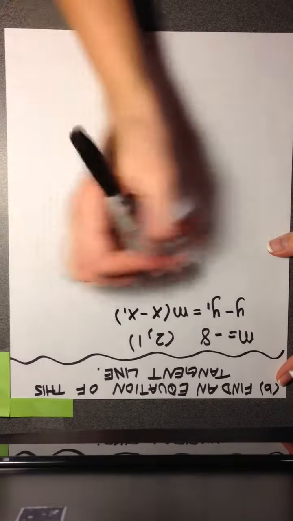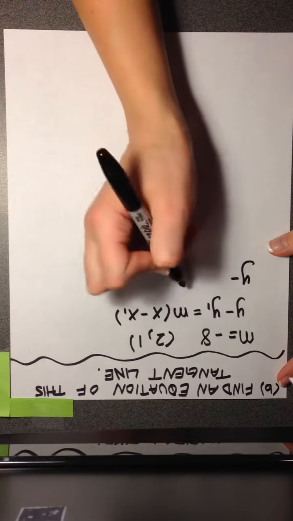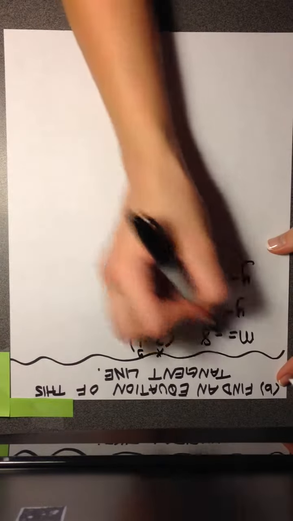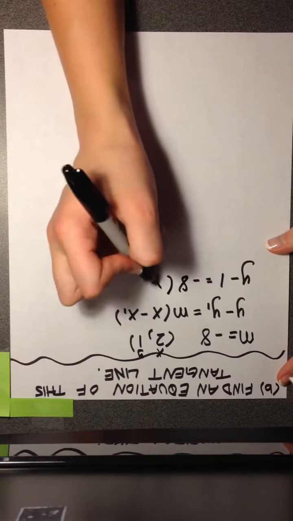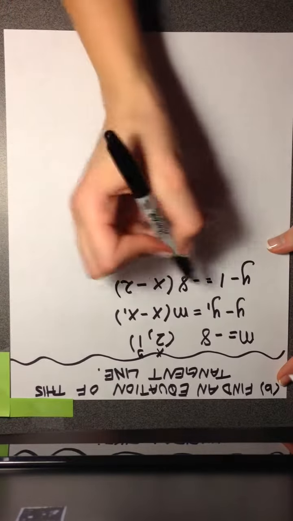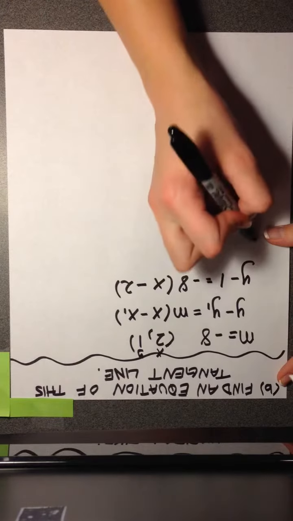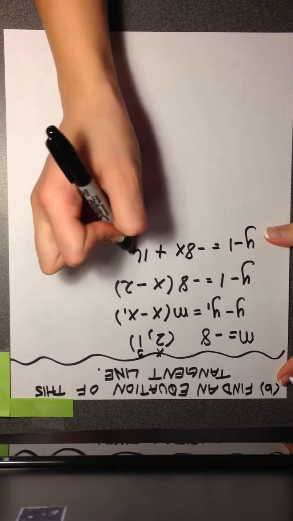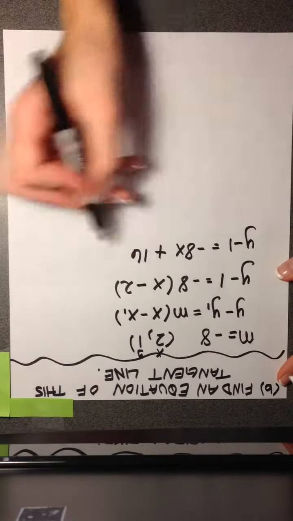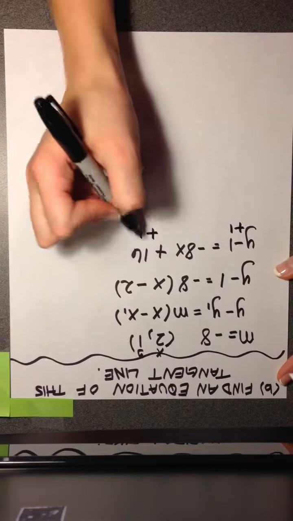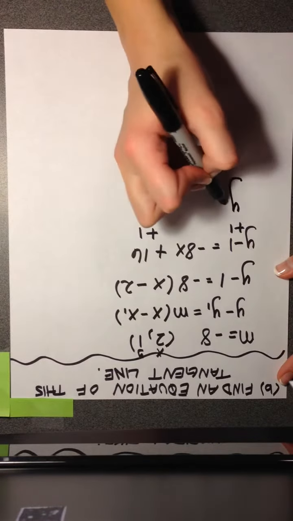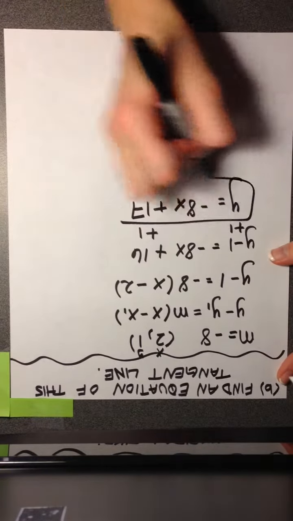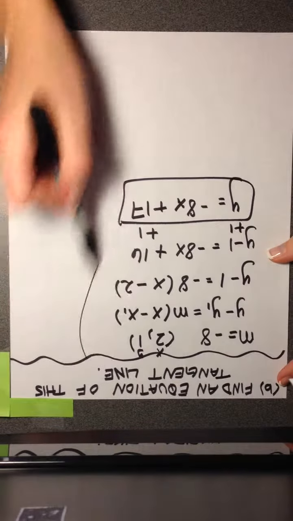Now we can plug everything in here. That gives us y minus 1, because this is x and this is y. So y minus 1 equals slope, which is negative 8, times x minus our x, which is 2. Now we can distribute this 8, so we have y minus 1 equals negative 8x plus 16. Now we're going to add 1 to both sides, so we can get y by itself. That gives us y equals negative 8x plus 17, and that is the equation of our tangent line.